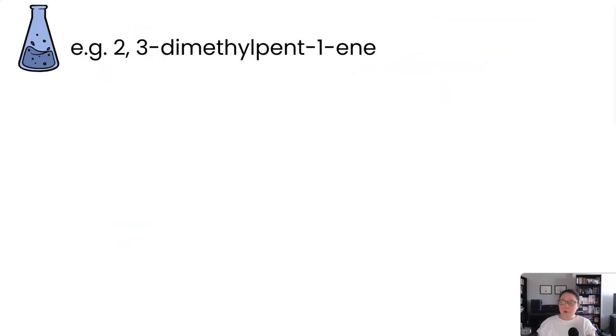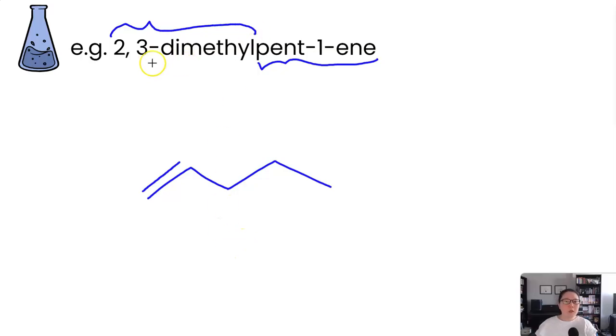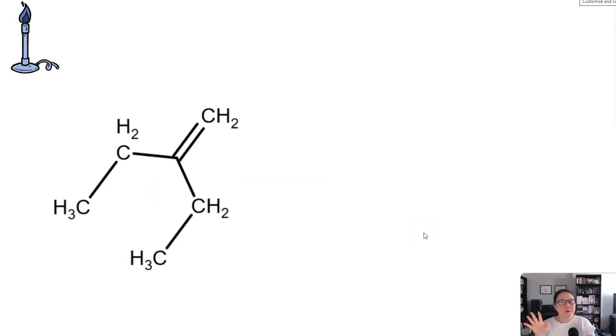Here's an example of one to draw. Let's take a look at the name. Here's our parent chain. We know that it's going to have 5 carbons because it's pent something. So 1, 2, 3, 4, 5. We know that we have ene, so that means we have a double bond in here and it's on carbon 1. So it starts on carbon 1, goes to carbon 2. And then we have to deal with our side chains. We have methyl groups. In fact, we have 2 of them, and then we have 1 methyl group on carbon 2 and 1 methyl group on carbon 3. Here's the structure. Pause the video, try and name it.